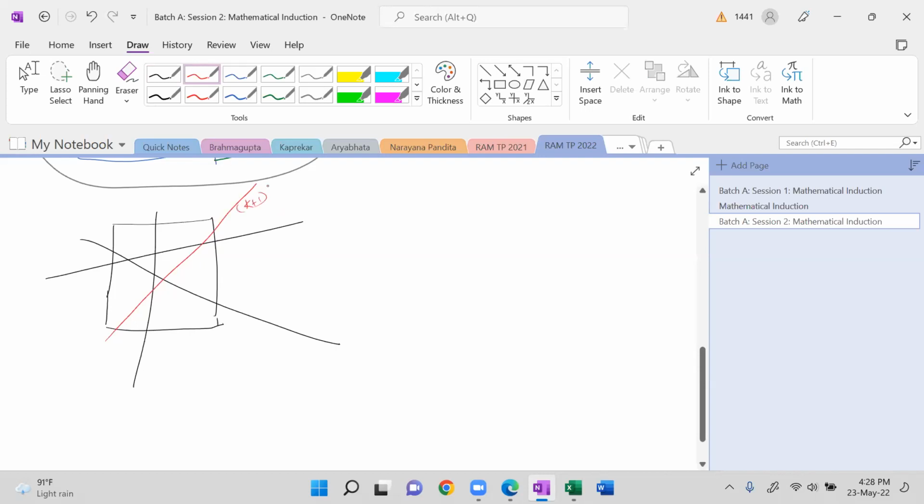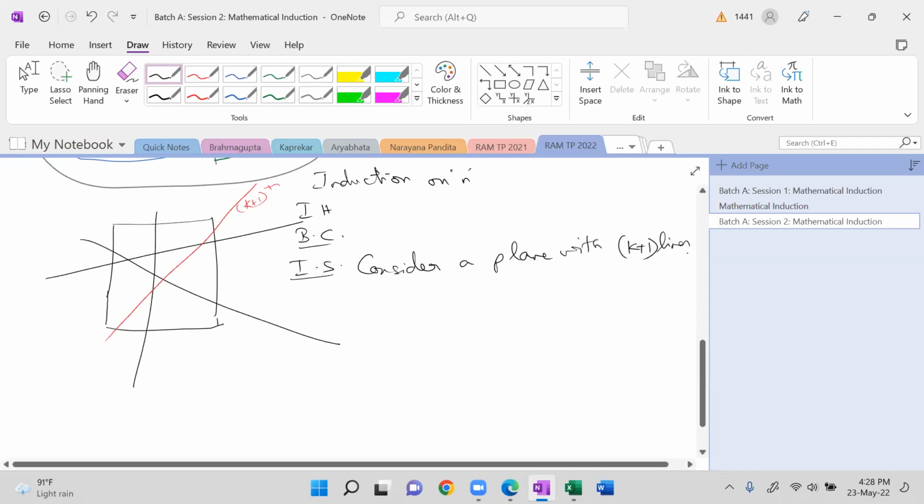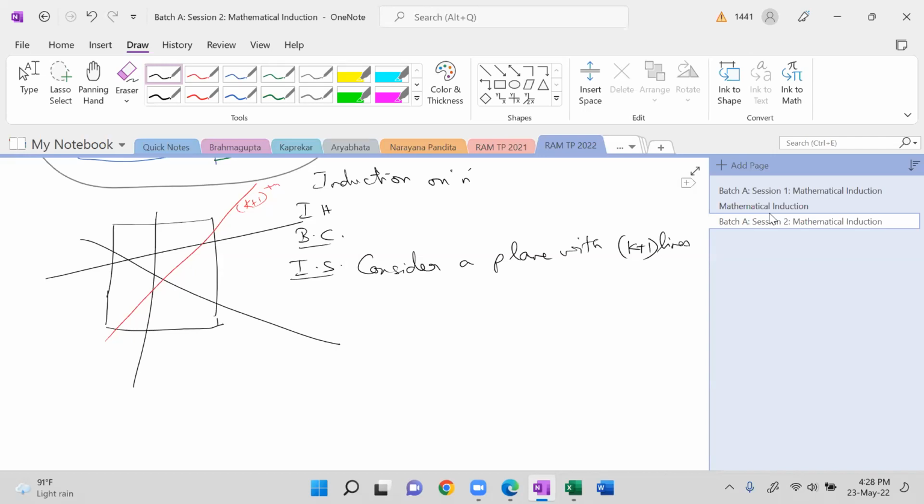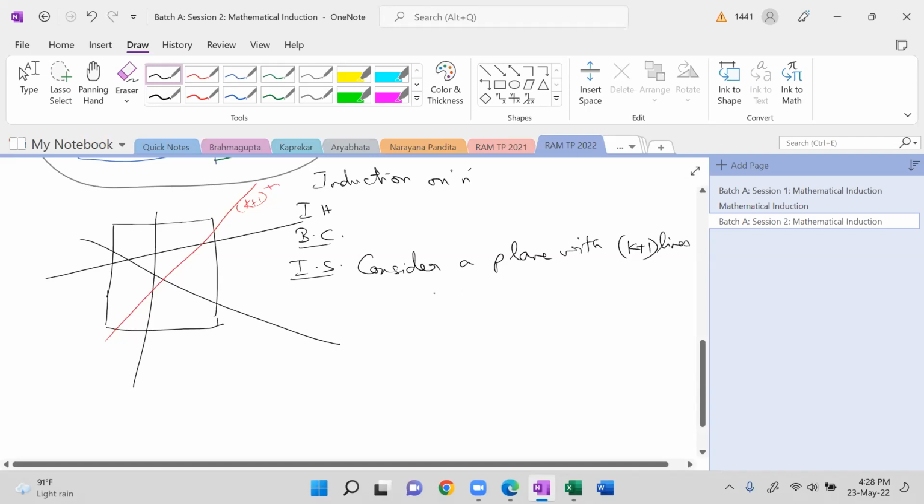This is my k plus 1th line. Induction on n, induction hypothesis same as what we wrote earlier, base case is the same as what we wrote earlier. Induction step: consider a plane with k plus 1 lines. Okay, not considering k lines, I'm saying k plus 1 lines. So who is giving me this plane with k plus 1 lines? The adversary. So nobody is cheating here. So the adversary gives you a plane with k plus 1 lines.